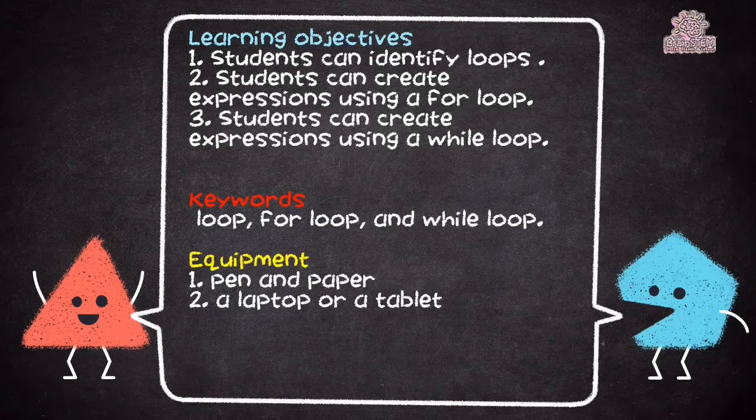Learning objectives. One: students can identify loops. Two: students can create expressions using a for loop. Three: students can create expressions using a while loop. Keywords: loop, for loop, while loop. Equipment: pen and paper, a laptop or a tablet.